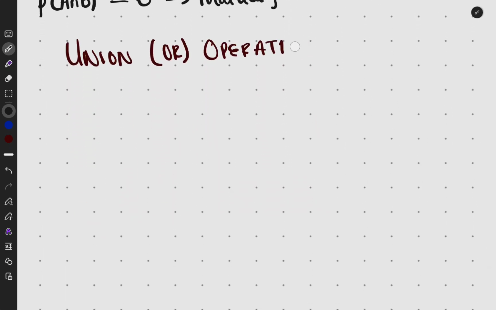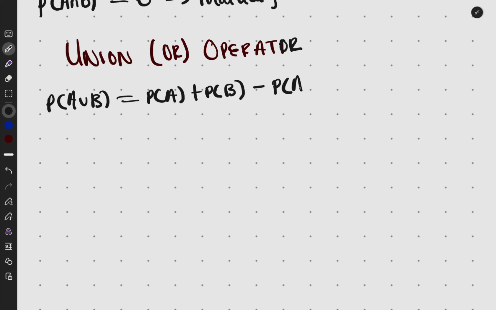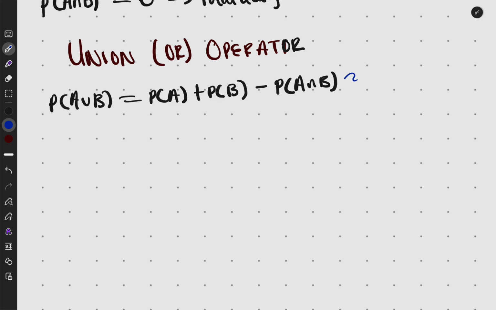Now let's go to the union, or the OR operator. Generally speaking, the probability of A union B, we said we use the addition rule, which is just going to be the probability of A plus the probability of B. But remember to remove the probability of A intersection B, because it is there twice. Now here, this is going to be for non-mutually exclusive events. This is very easy. Please, this is something to remember.